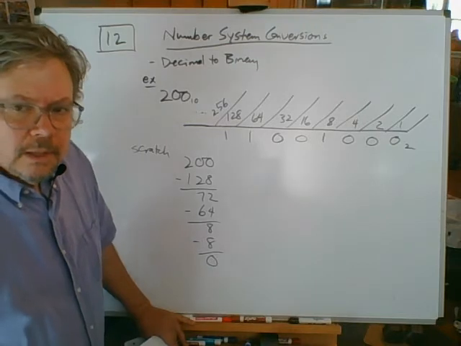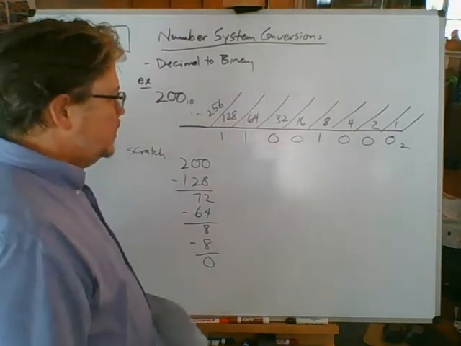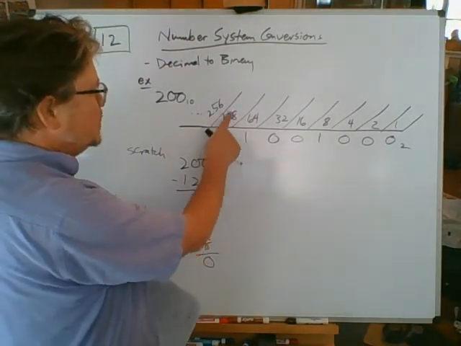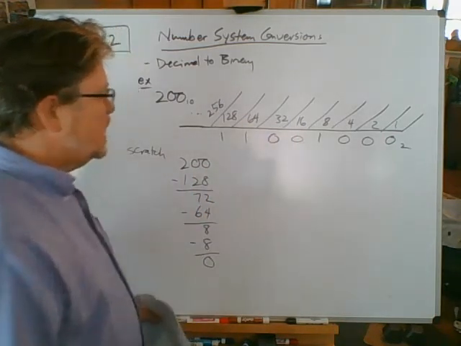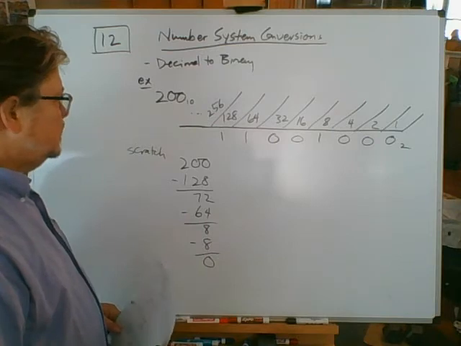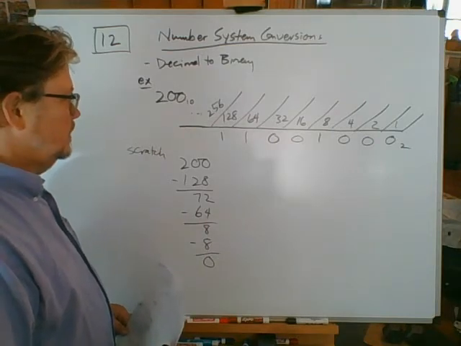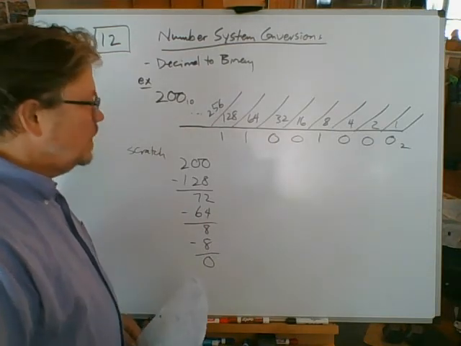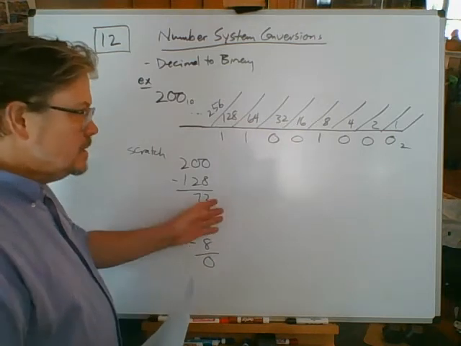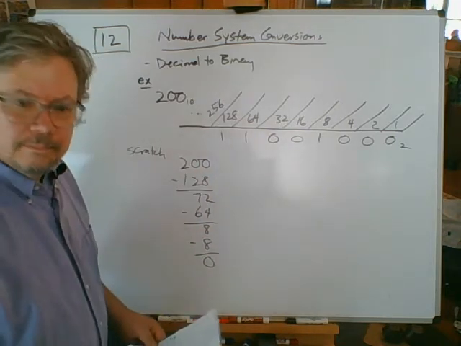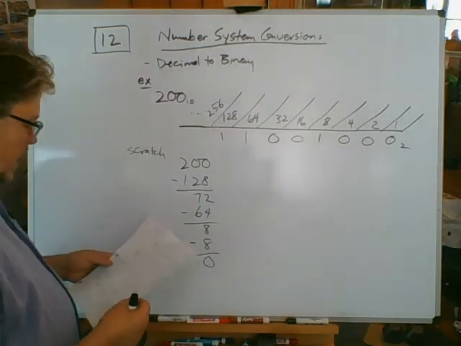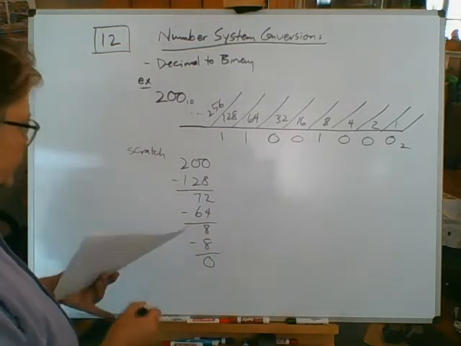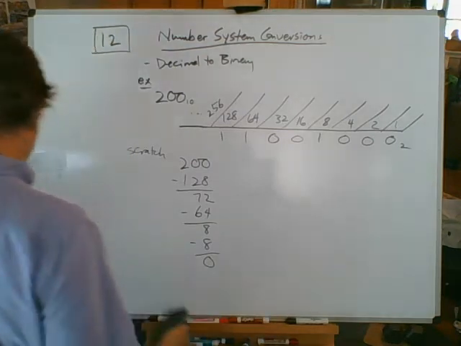How can we double check? I can't do this in my head, but I'll pretend that I can. If I multiply 1 times 128, add 1 times 64, add 1 times 8, that better add up to 200. Can I do that in my head at all? Well, we'll pretend that I can. Yeah, I just did that in my head, and that's 200. Is that good enough? Okie doke. Well, that's so much fun.